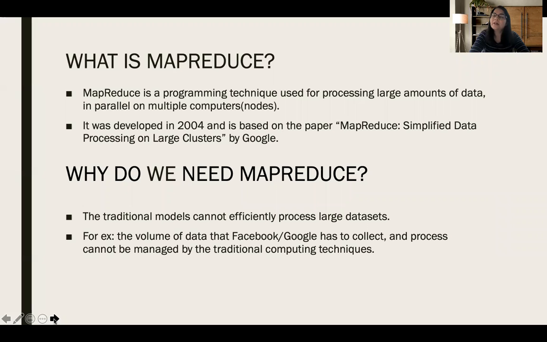But it's not that simple. We can't just put together multiple computers and feed the data to be processed into it. There has to be a strategy to divide the data into smaller chunks and to divide the processing of this data in such a way that it could be done in parallel on multiple computers. So that is where MapReduce helps us.